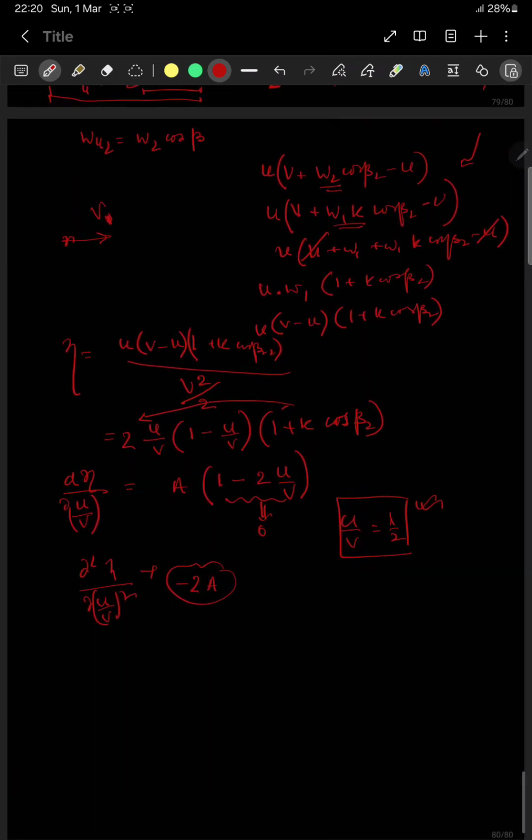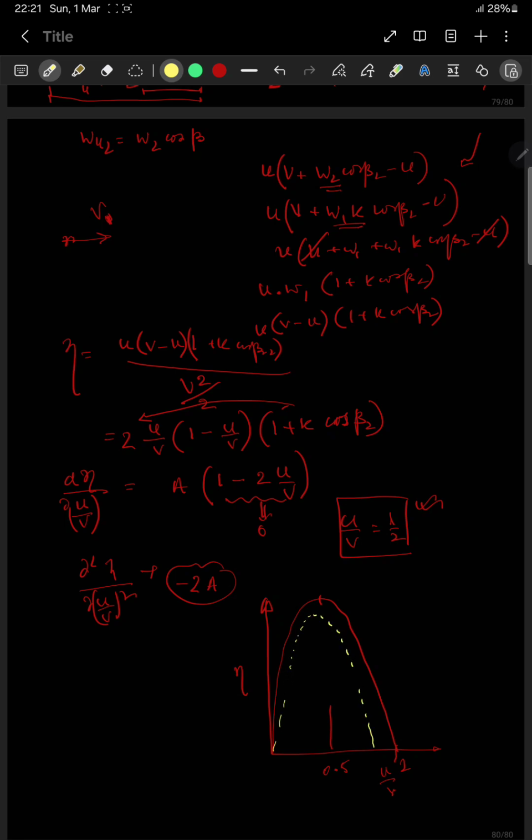And if we try to plot this graph, which is efficiency versus u by v, we have a graph like this. But this is 1 and this is 0.5. The actual graph would look something like this. So this will be the maximum efficiency. This is theoretical, this is actual.